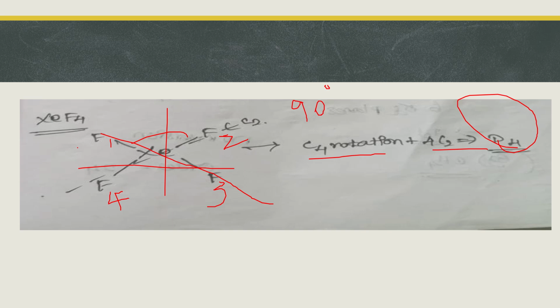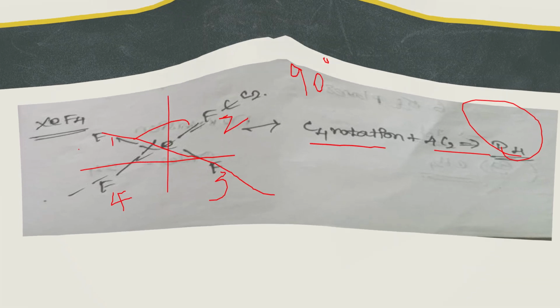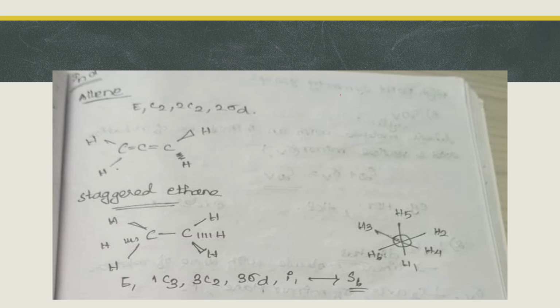Then we move on to the Dnd point group. This is the first time in the point groups we see the d. In the previous video we saw the v and h symmetry only. In Dnd, d is the dihedral symmetry. For example, allene. Allene has the Dnd point group.